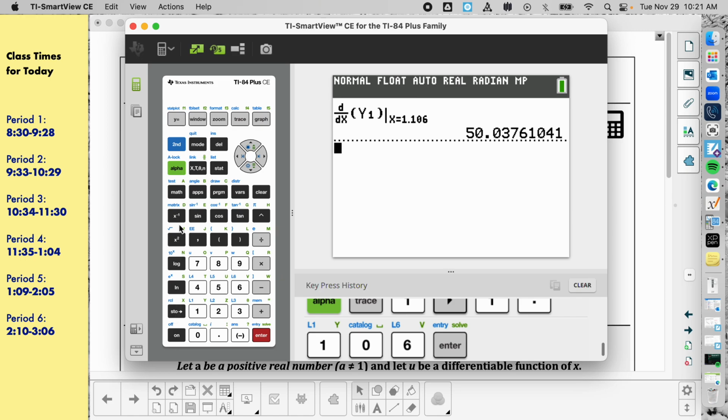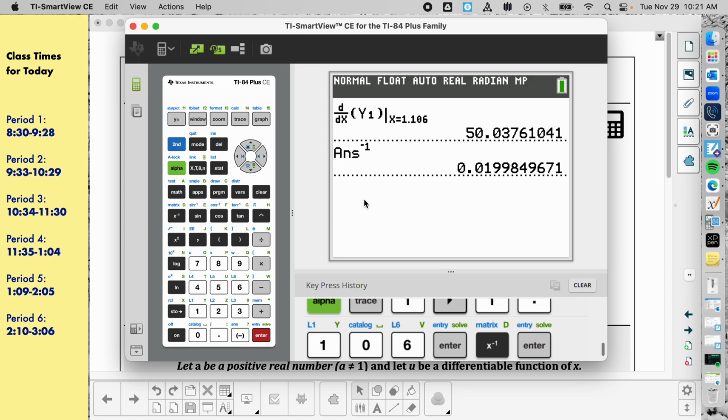So I want the inverse of my answer. So I guess it would be 0.0, ooh. I guess 0.020. They wanted 3 decimal places, I believe the direction said. So 0.020. Do you guys know how to use that inverse button? The inverse button is finding the answer to 1 over.